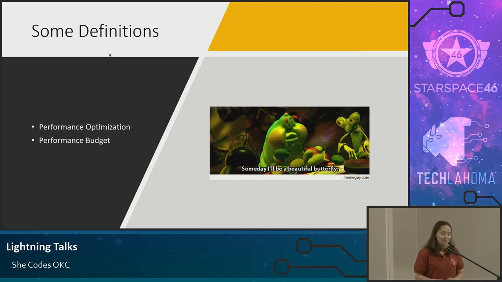Performance optimization is the process of improving your delivery speeds or your response speeds, from the moment that you engage an event to when a user expects the event to have received a response. Performance budget is how much time you allow to perform. So the time that you're allowing to complete a process.